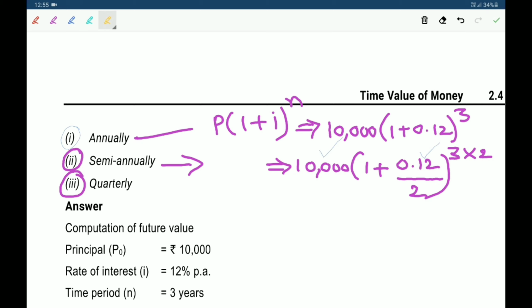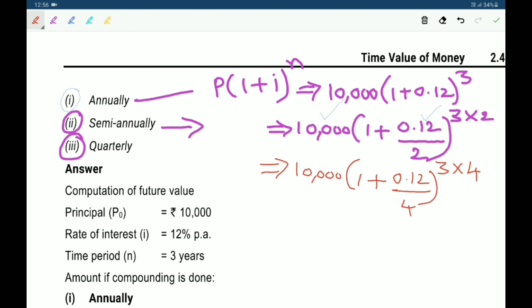Next, quarterly. Substitute numbers for quarterly. 10,000 into 1 plus, what is the interest rate? 0.12. How many times compounded? Quarterly means 4 quarters in a year, by 4, n under 3 years into how many times in a year? 4 times. So we can get the answer.